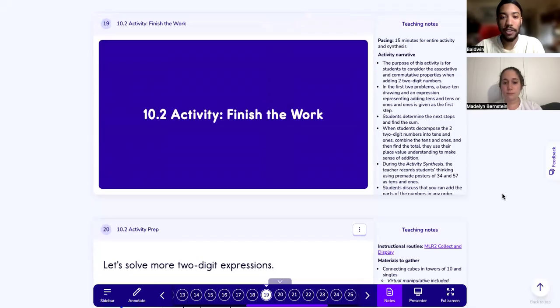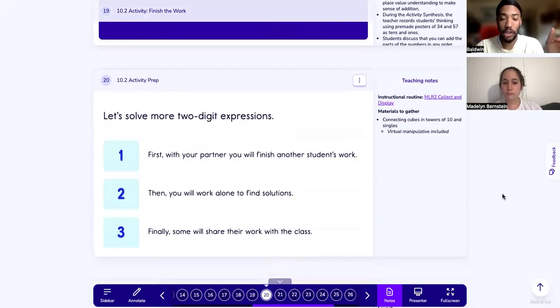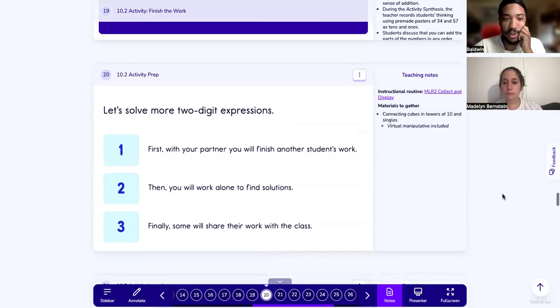Okay, so for our next activity, this is going to be independent. You're going to solve about two more two-digit expressions. I'm going to let you work independently with this, and then I'll let you check your work with your partner.